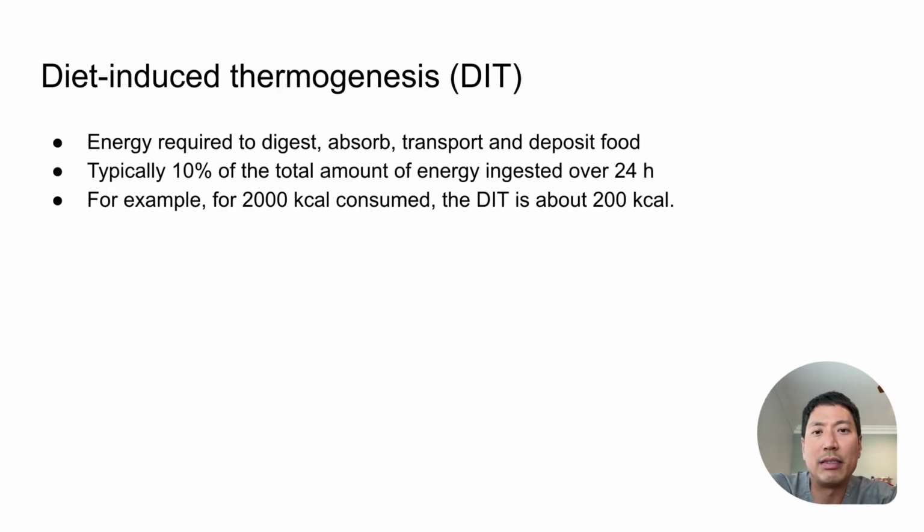Diet induced thermogenesis, or DIT, is the energy required to digest, absorb, transport, and deposit food. Typically, it's 10% of the total amount of calories ingested over 24 hours. And so, if you take in 2,000 calories, your DIT is about 200 calories. So, it isn't just celery that causes you to burn calories when you eat it.